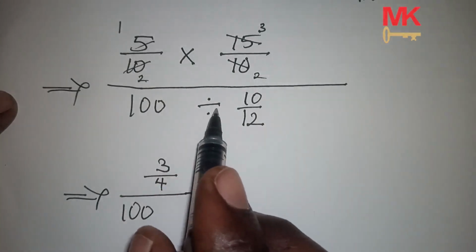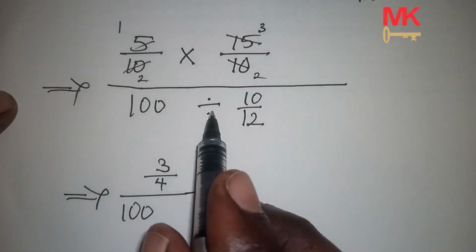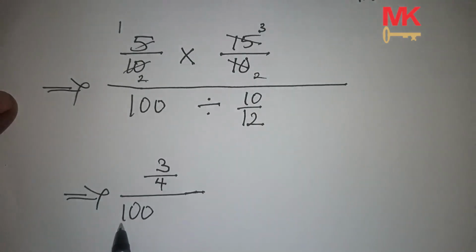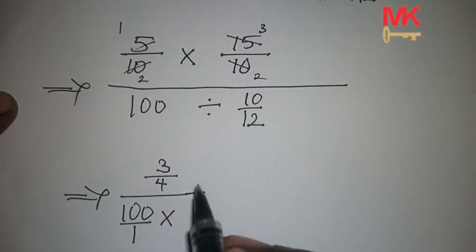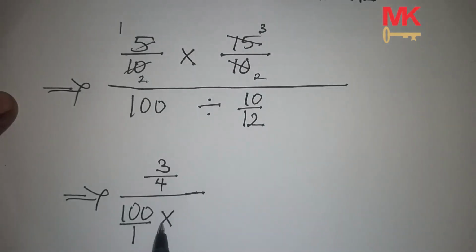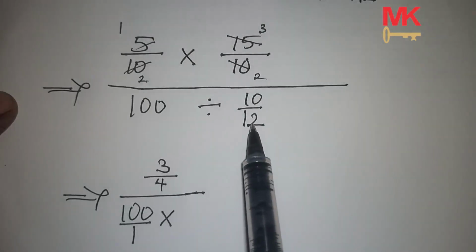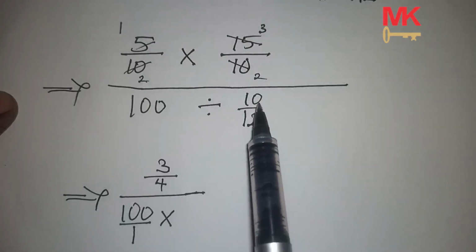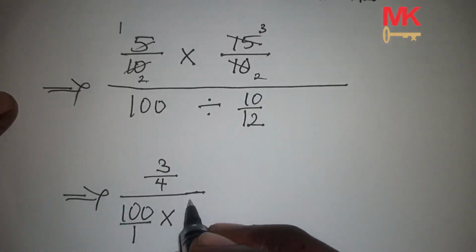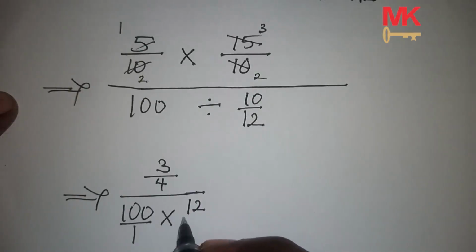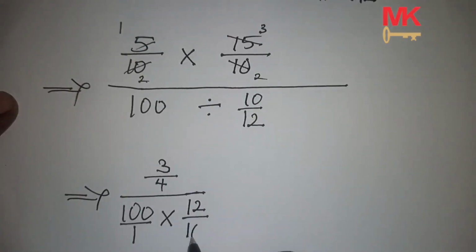Then this division operation here, we're going to change this to a multiplication operation. So the first thing we need to do, first of all, just introduce a 1 at the bottom, and then change this to a multiplication operation. And as we change division to multiplication, this fraction is flipped automatically. So 12 goes up and 10 comes down. So we are going to have 12 at the top divided by 10.